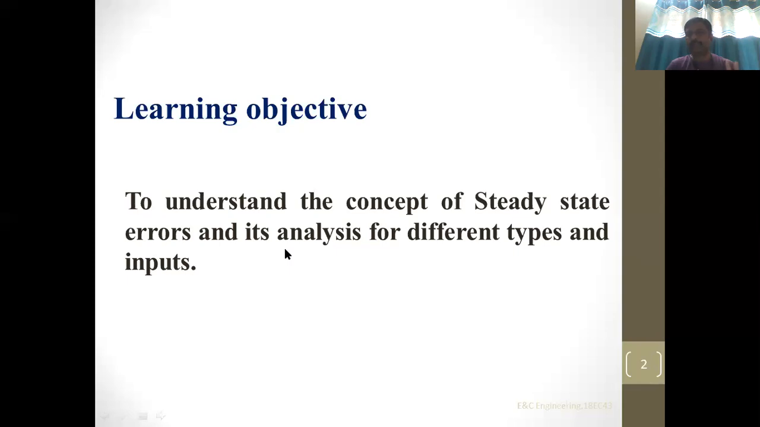Different inputs in the sense, majorly we have 3, actually we have 4, but impulse we won't consider for steady state. Steady state error holds good for 3 inputs, like step input, parabolic input, and ramp input. And the same thing gets varied for different types, like type 0, type 1, type 2, and so on.